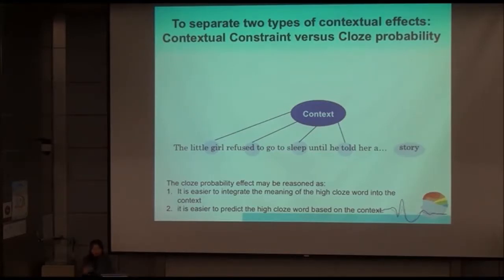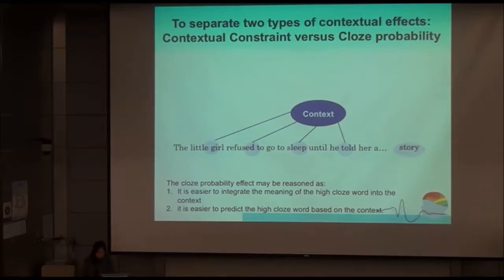I just demonstrated the predictability effect on N400, but the predictability effect itself cannot differentiate the two types of reading process, because the faster response or higher accuracy for high Cloze words might be due to it being easier to integrate the word's meaning into the context, or due to it being easier to predict the high Cloze word based on the context. So it's not able to differentiate the two types of process.